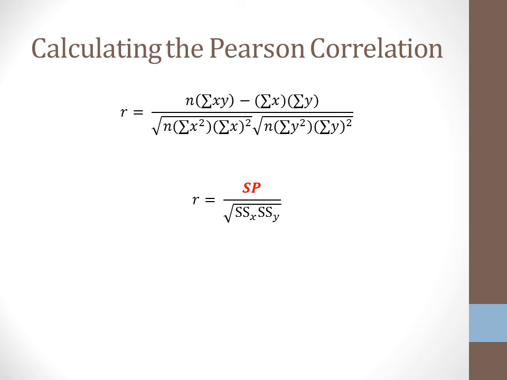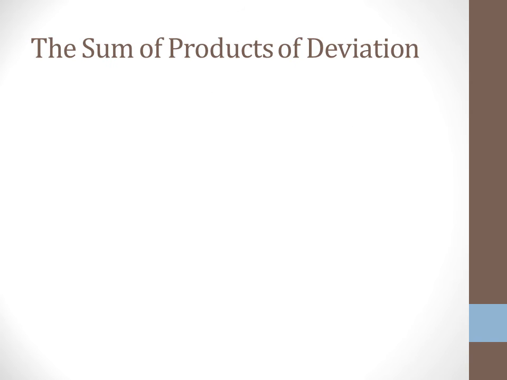Remember, this refers to the degree to which the X and Y variable vary together. So the sum of product deviations: to calculate the Pearson correlation, it's necessary to introduce this new concept, the sum of product deviations, or SP. Now, this is a very similar concept to the sums of squares, which we use to measure the variability for a single value. Now we use SP to measure the amount of variability or covariability that exists between two variables.